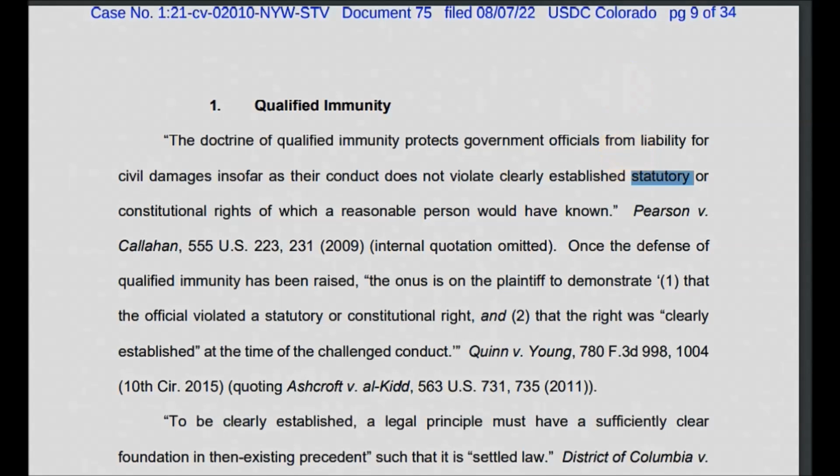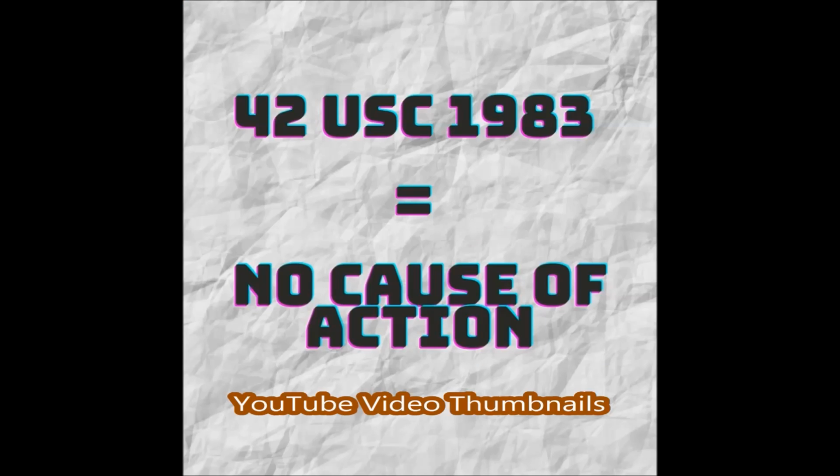And all of those, quote, statutory rights must be constitutional, because even 42 U.S.C. lets you know that it cannot be enforced unless it's tethered to a Bill of Rights, aka a constitutionally secured right. We've run over that in these videos.